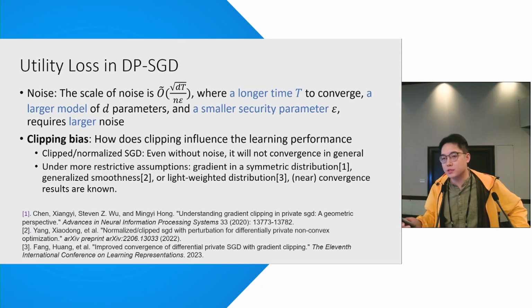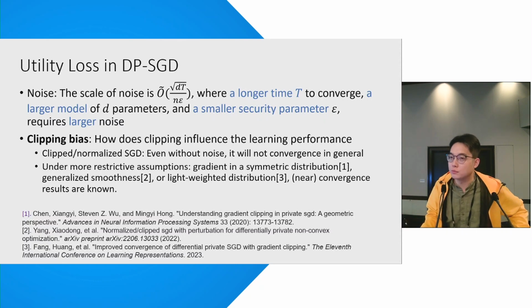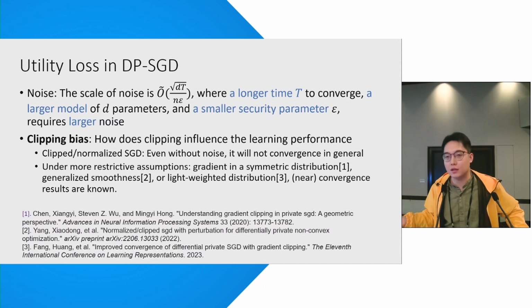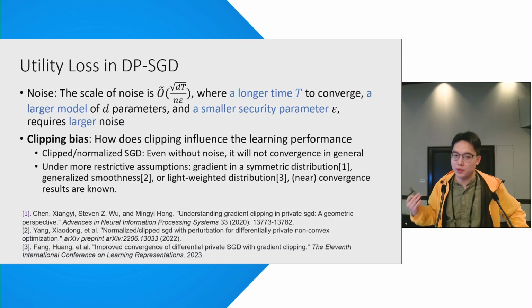But under more restrictive assumptions, for example, if you assume your stochastic gradient follows a symmetric distribution or a light-tailed distribution, some convergence rates are known. So there is some gap there. In the worst case, we know DPSGD may not converge due to this privacy concern. But in the most ideal case, it may be possible to match the performance of regular SGD.